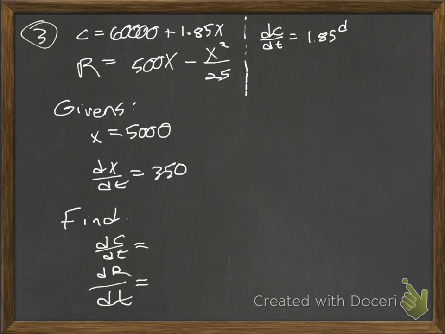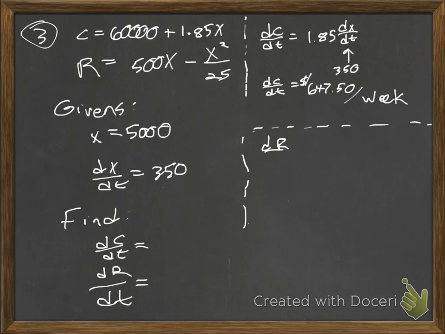So the derivative of cost is just 1.85 dx/dt. Now, if we took the derivative the old-fashioned way, we would just write 1.85, but because we always put d variable dt afterward, we want to leave that there, and that's good because that derivative, that dx/dt, we have a value for. It's how fast the number of toys are being produced per week. So put a 350 in there, and we get $647.50 a week. That would be your first part of that problem.